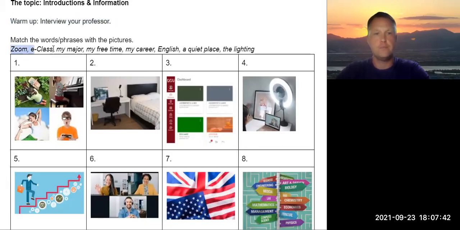So let's look at the vocabulary. Let's practice the pronunciation first. So listen and repeat. This means listen, and this means repeat.